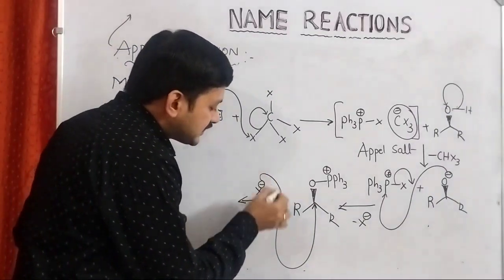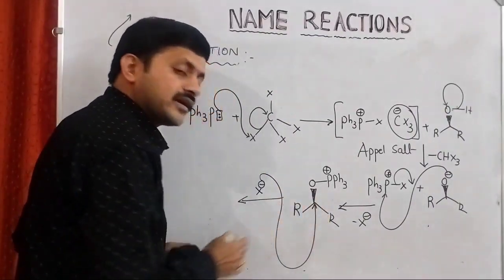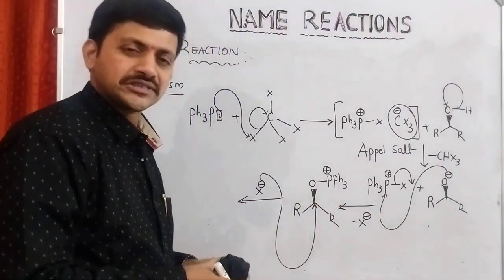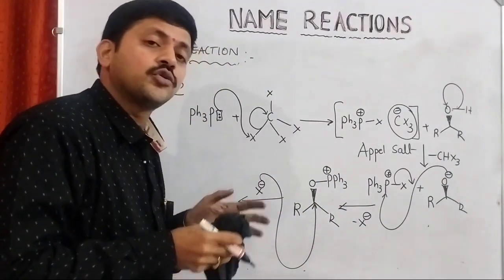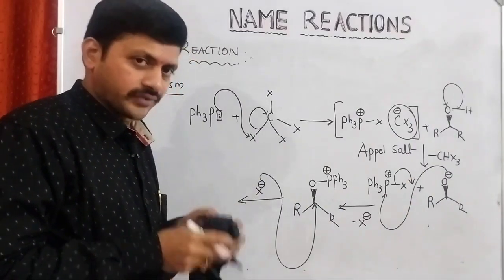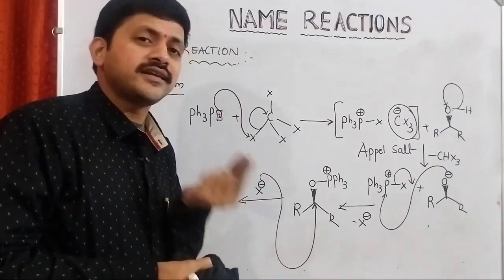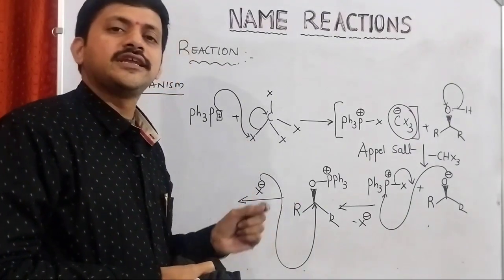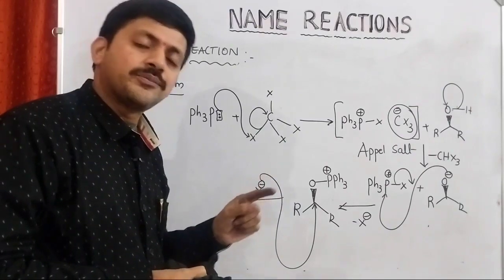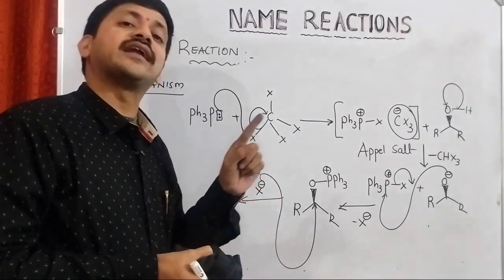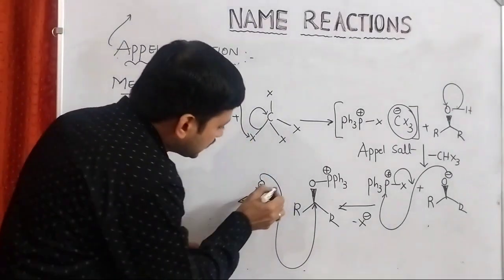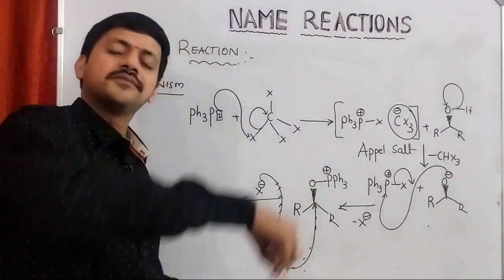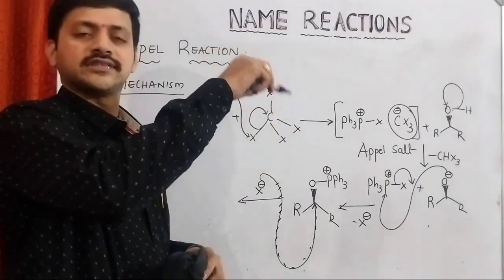If the X minus is going to attach at this carbon center, here we have a bulkier group or not? OPPh3 plus. The bulkier group will not allow the X minus. Why? Because X minus is very smaller in nature. That's why there is no possibility for the X minus to approach that particular carbon from the front side. So always the X minus is going to attack at this carbon through the back side or opposite side.